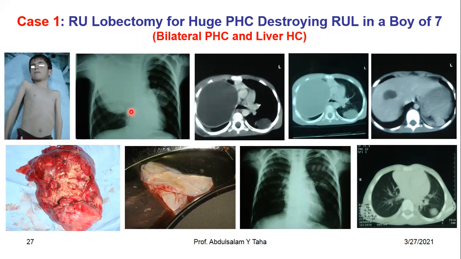The patient was operated upon via right thoracotomy, and the right upper lobe was destroyed. Therefore, a decision was made to perform a standard right upper lobectomy, and that's the cavity of the cyst, and that was the laminated membrane of the cyst. And the patient did very well post-operatively. That was the post-operative chest X-ray showing a fully expanded right lung, and that was the post-operative CT scan showing a residual small cyst in the left lung, which was scheduled for a subsequent thoracotomy.